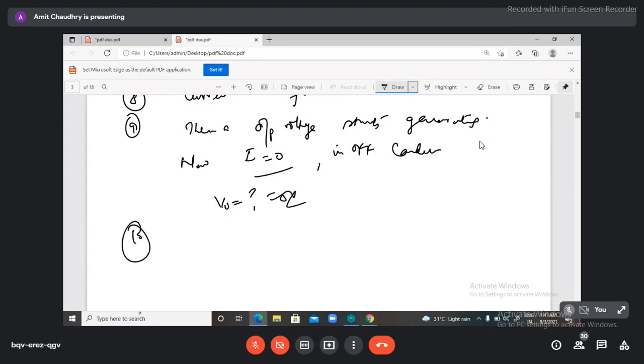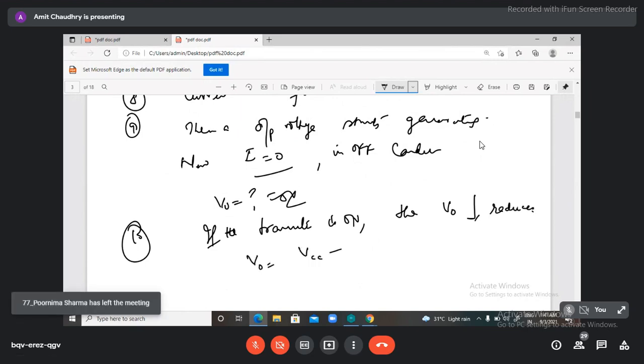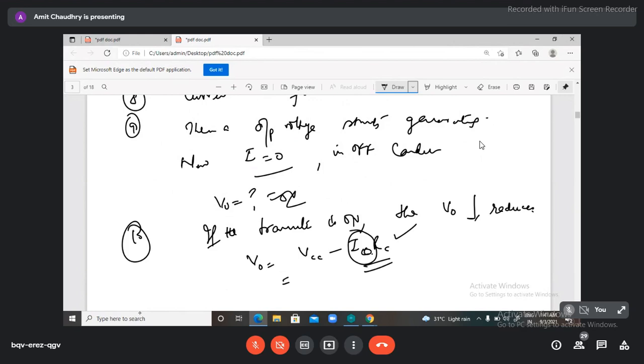But if the transistor is on, then V naught reduces. What is V naught? V naught is equal to VCC minus IC into RC, I output. Now this I output starts flowing. So when the transistor is on, this drop starts increasing. So the RC drop starts increasing, then it becomes VCC, let's say 5 minus, let's say 2 volts, so it becomes 3 volts. Previously it was 0 current, so the output was 5 volts.